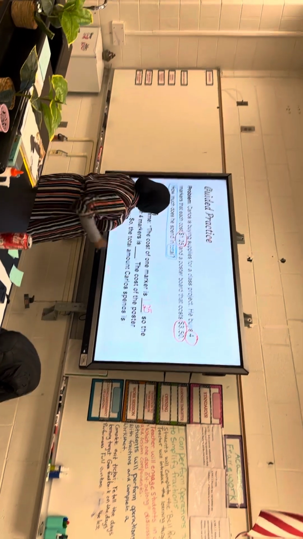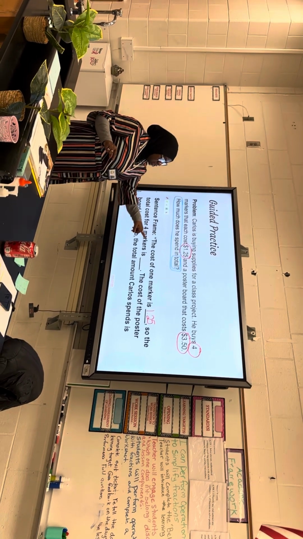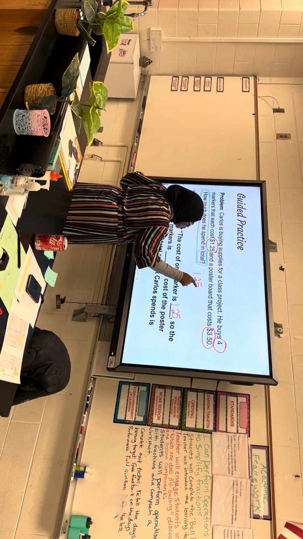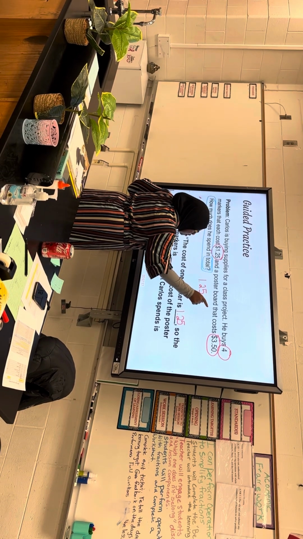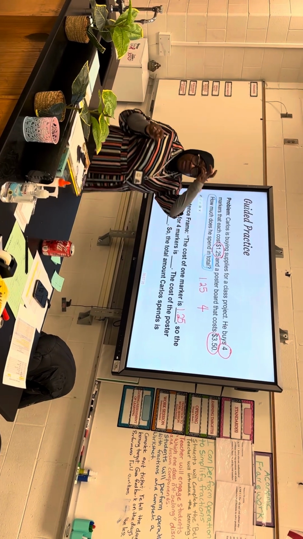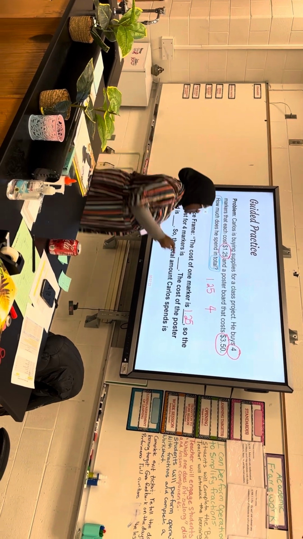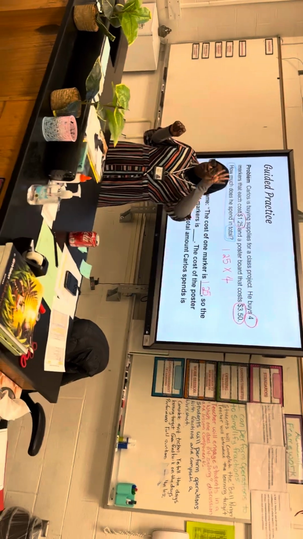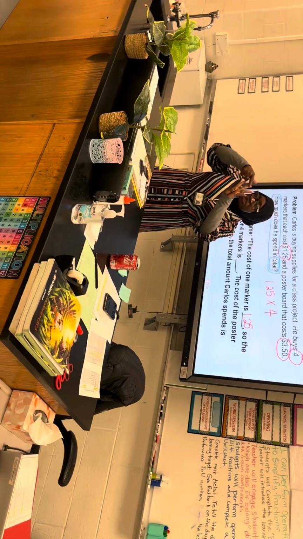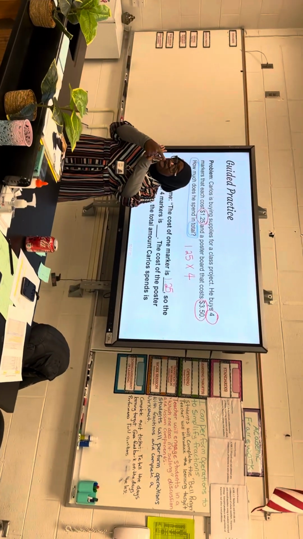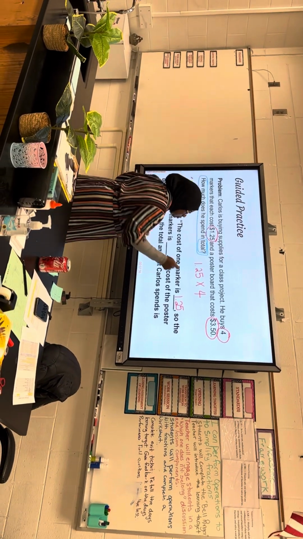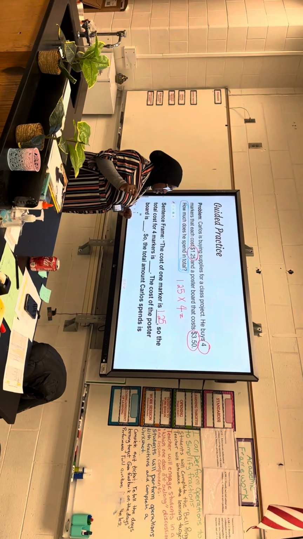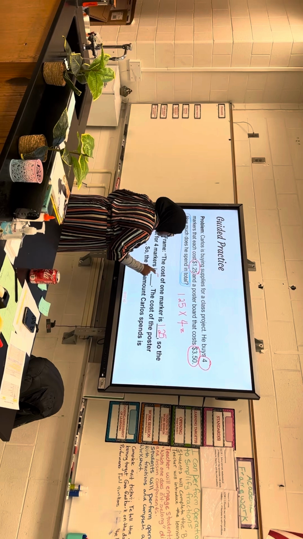$1.25. So the cost for 4 markers is, if they're $1.25 each, and I need 4, what operation am I going to use? Times. Multiplication. Because I have to pay $1.25 4 times, $1.25, $1.25, $1.25, $1.25 to get 4 pencils. Okay? So the cost for 4 of those is $5. Good job.